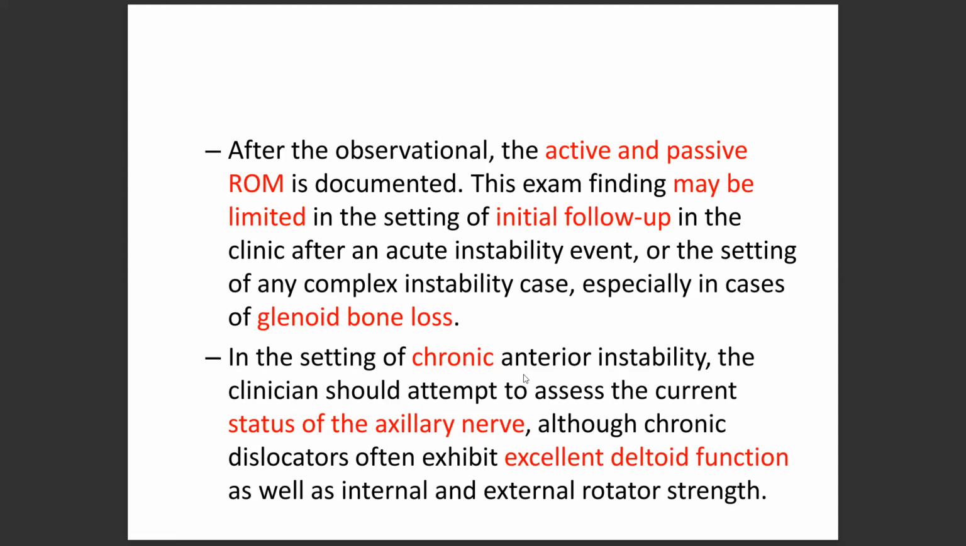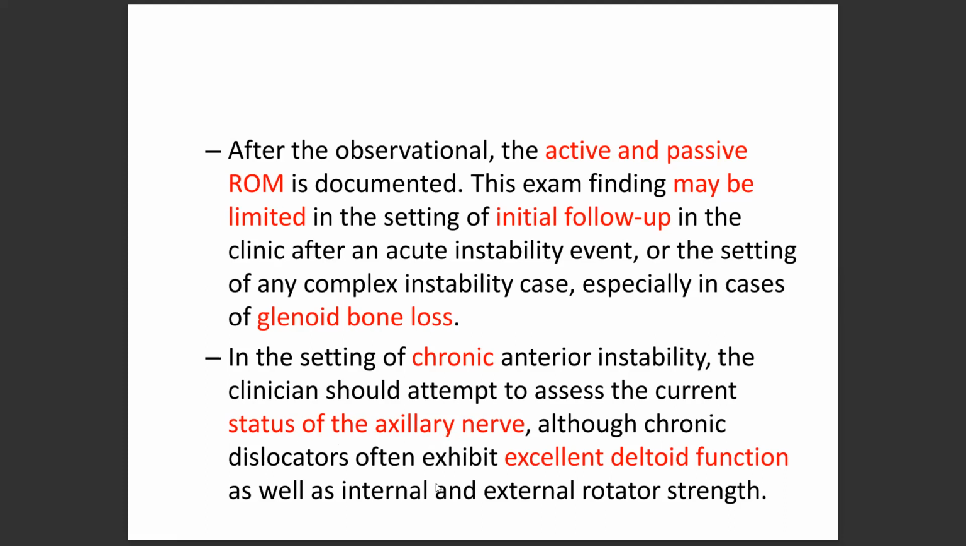In the setting of chronic anterior instability, the clinician should attempt to assess the current status of the axillary nerve. That is very important. The axillary nerve is a common casualty of anterior instability. If this nerve is injured, there will be disturbance in the nerve supply to the deltoid muscle. So how can we check the status of the axillary nerve? If we check the function of the deltoid muscle and the function is excellent, it means that there is nothing wrong with the axillary nerve; it is undamaged.